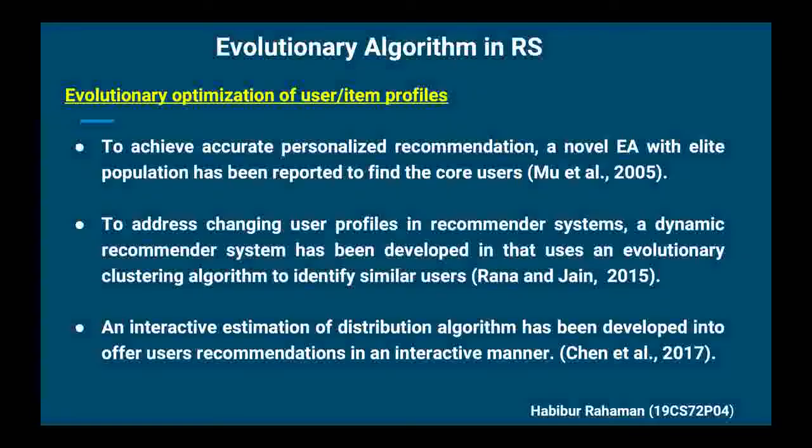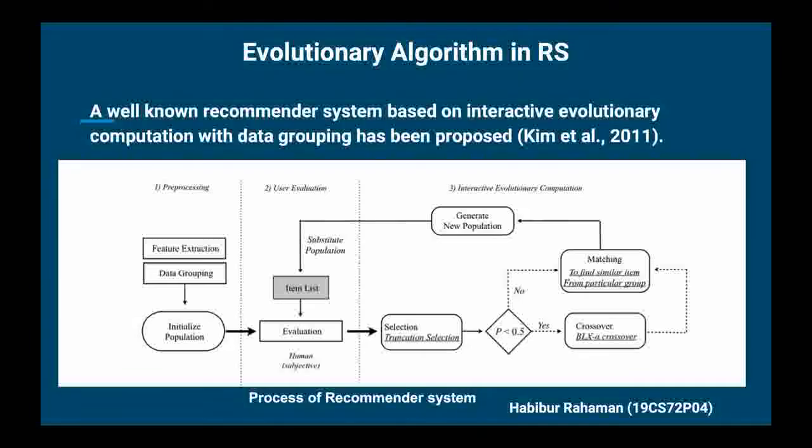To achieve accurate personalized recommendations, a novel EA with elite population has been reported to find the core users. An interactive estimation of distribution algorithm was proposed by Chen et al. in the year 2017 to offer user recommendation in an interactive manner. A well-known recommender system based on interactive evolutionary algorithm with data grouping was proposed by Kim et al. in the year 2011.